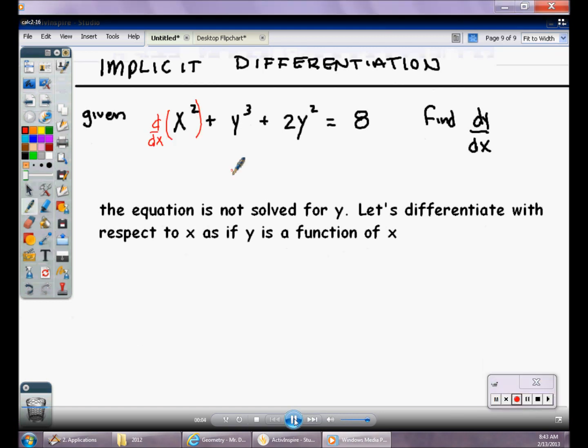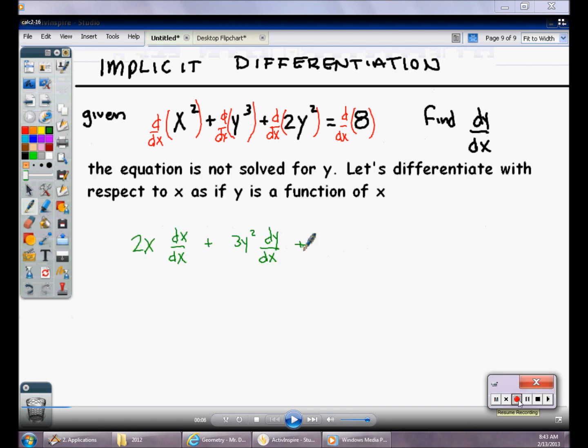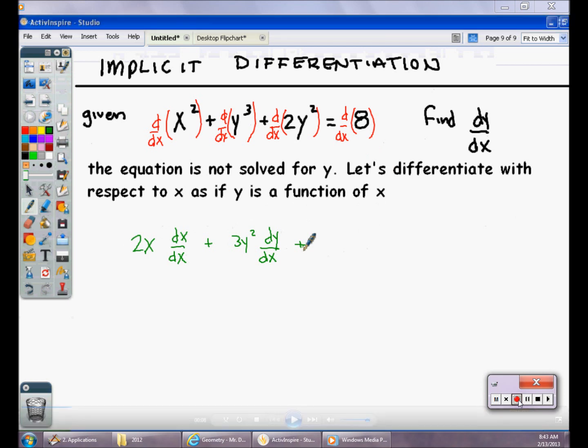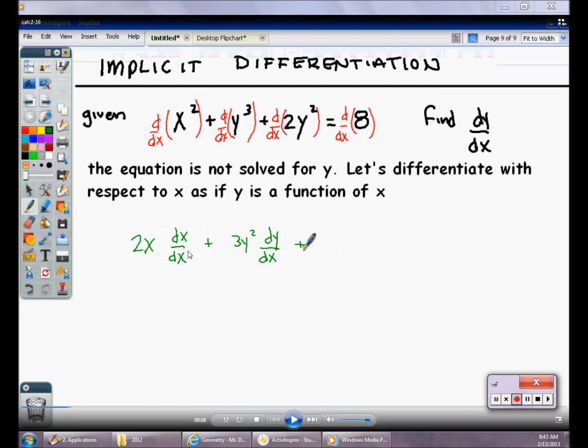So I'm going to go ahead and take the derivative of each of the items in the expression, d over dx of x squared, and so forth. The derivative of x squared is 2x, and the notation here is I took the derivative of x with respect to x, dx over dx. The derivative of y cubed would be 3y squared, but I took the derivative of y with respect to x, and I notate that dy dx.